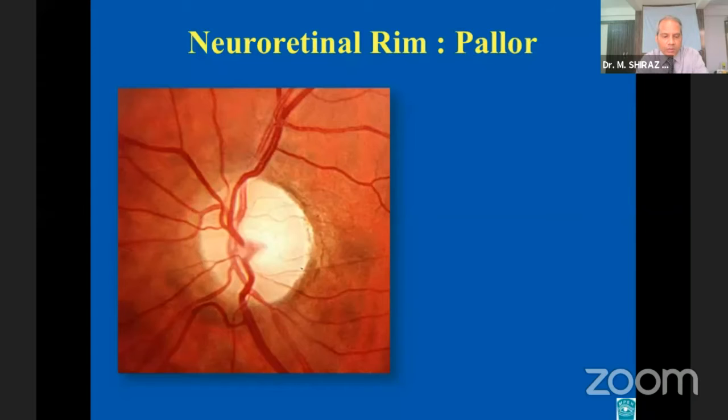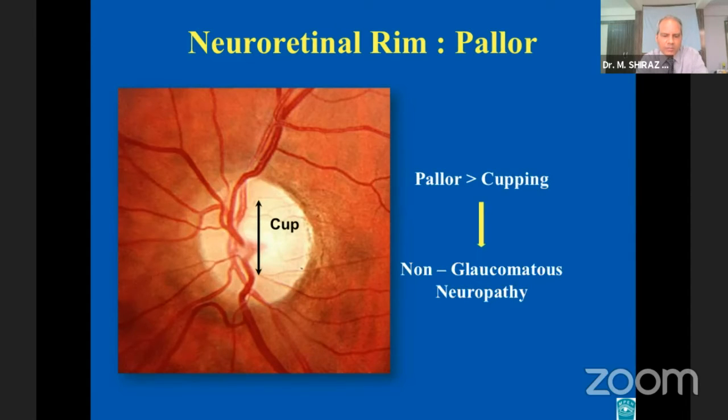At first look, one can easily label this disc to be glaucomatous, but when we carefully observe the location of kinking of the vessels, the cup is not found to be enlarged in proportion to the rim pallor. So whenever one comes across such optic discs where pallor is more than cupping, one should always think of non-glaucomatous etiology.